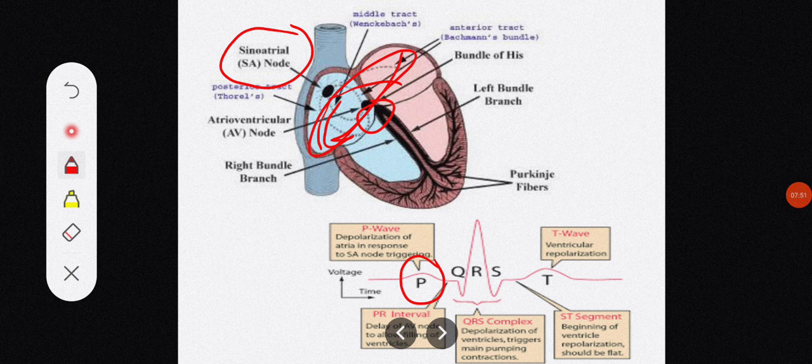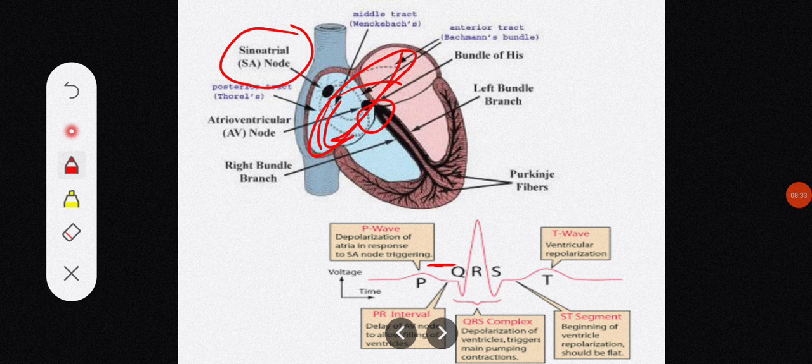So this PR interval represents the delay of the atrioventricular node to allow filling of blood into the ventricles. This PQ interval represents the time during which the excitation wave, or action potential, is delayed in the fibers as it travels down the bundle of His near the atrioventricular node.